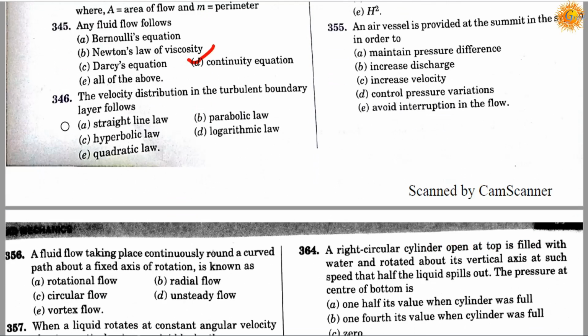Question number 346. The velocity distribution in the turbulent boundary layer follows: option A, straight line law; option B, parabolic law; option C, hyperbolic law; option D, logarithmic law; option E, quadratic law. So the correct answer will be D, it will be logarithmic law.